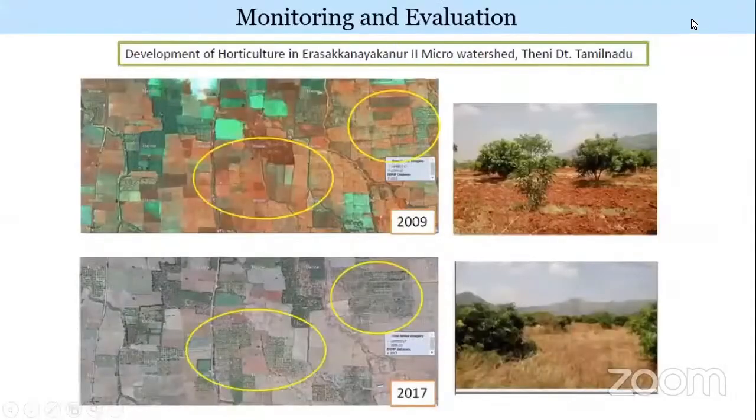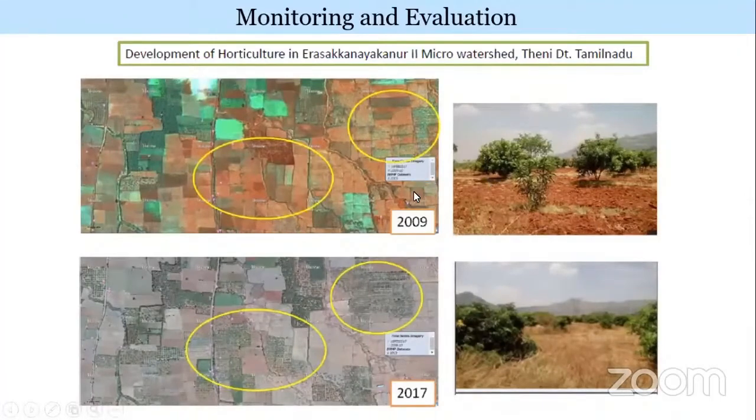Then for monitoring and evaluation, we are using remote sensing and Google Earth. As you can see, it is a very great tool for transparency and for monitoring. These are the images of 2 years. This is 2009 and this is 2017.